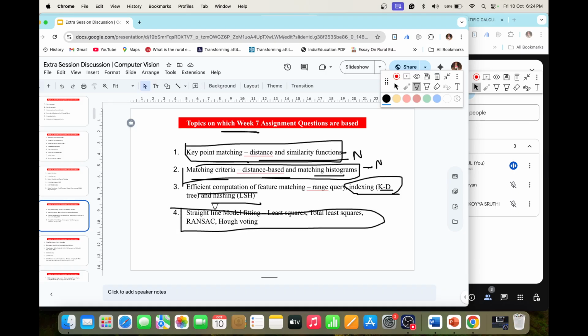And then this part is very important. This is ultimately a different topic on its own: straight line model fitting, least squares, total least squares, RANSAC and Hough voting. Everything has some formulas and some numericals. The most important numerical that you can always expect is regarding least squares and total least squares. So just remember the formulas of least squares and total least squares, and you can solve all the problems related to it. Very important, so please see it.